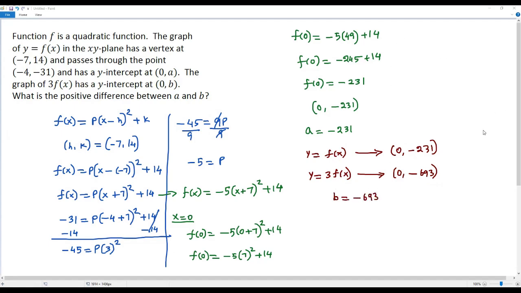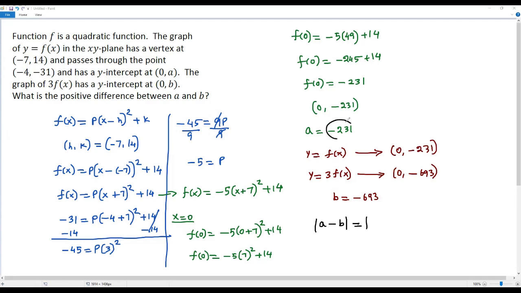Now I have both the values a and b. Now we can get the positive difference between a and b. Whenever I want to get a difference between two numbers, what I have to do is subtraction between them. That is a minus b. Since we have to get the positive difference, let's take the absolute value for this one. Even if a minus b is negative, because of the absolute sign we have over here, it will be positive.